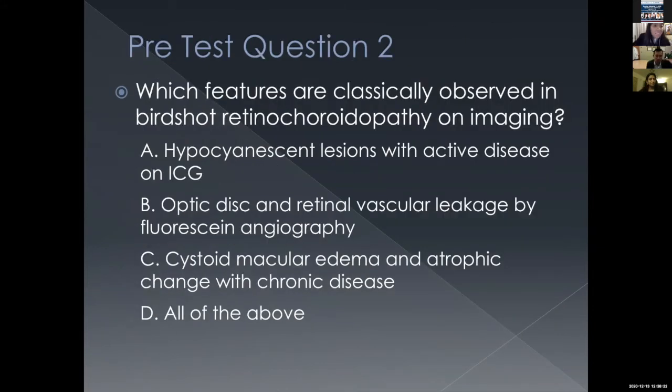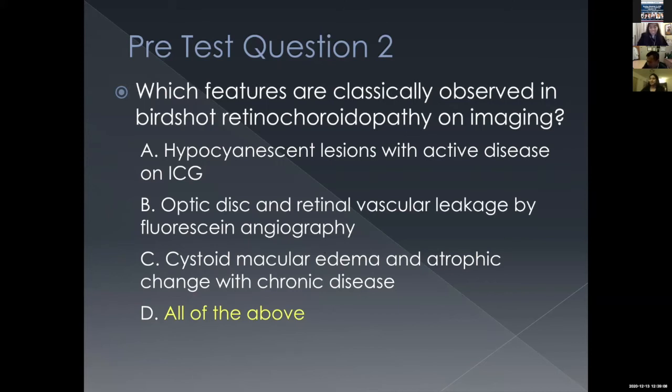Question number 2, which features are classically observed in birdshot retinal choroidopathy on imaging? A, hypocyanescent lesions with active disease on ICG. B, optic disc and retinal vascular leakage by fluorescein angiogram. Or C, cystoid macular edema and atrophic change with chronic untreated disease. Or D, all of the above? I think it's D. That's exactly right. So, all of the above.